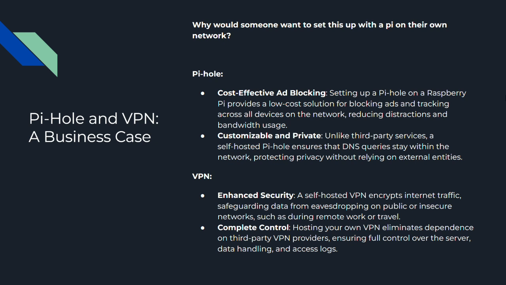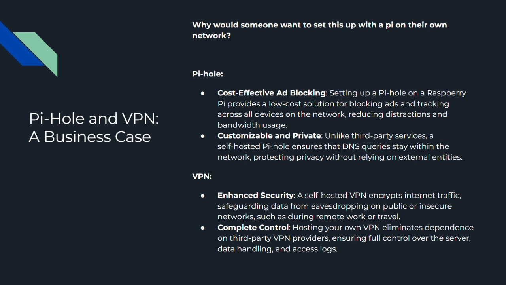Setting up a Pi-hole and VPN on a Raspberry Pi offers an affordable and effective way to enhance network functionality and security. The Pi-hole provides cost-effective ad blocking across all devices, reducing distractions and bandwidth usage while ensuring privacy by keeping DNS queries within the local network. This eliminates reliance on external services and enhances control.